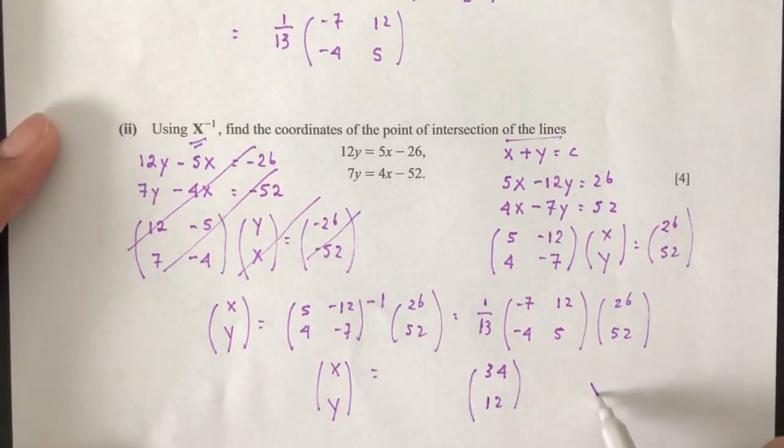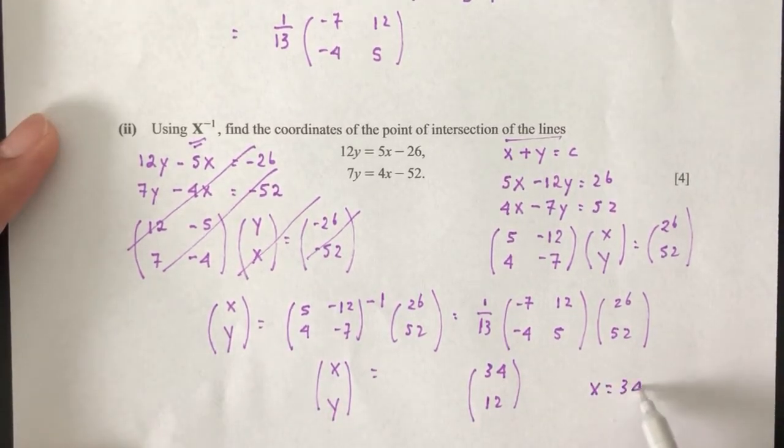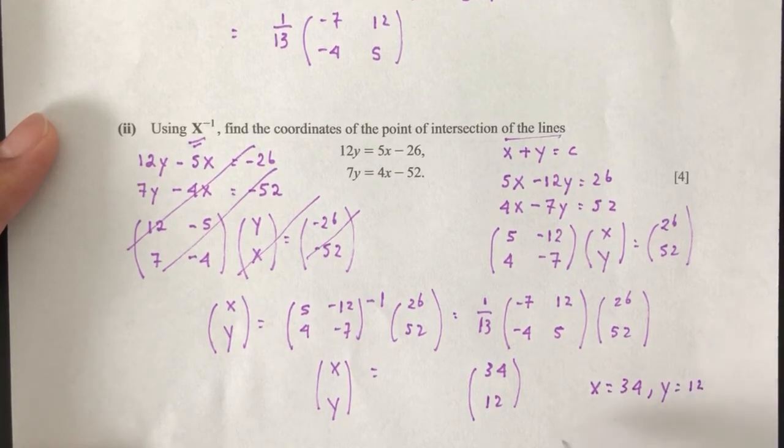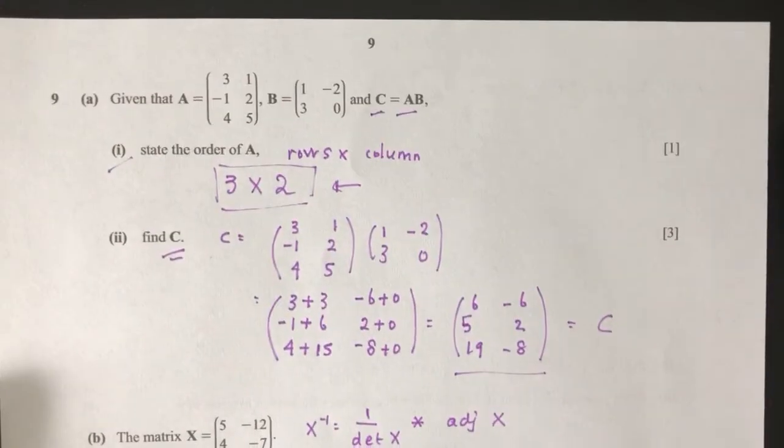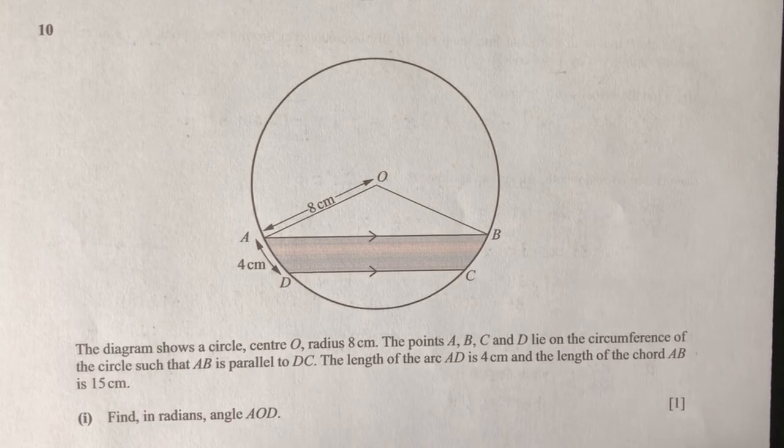So x equal to 34 and y equal to 12. So the point will be 34 and 12. And that is your answer for question number 9. Moving on to question number 10.